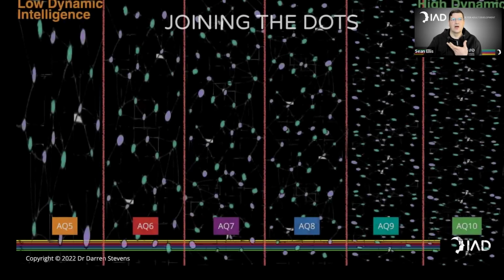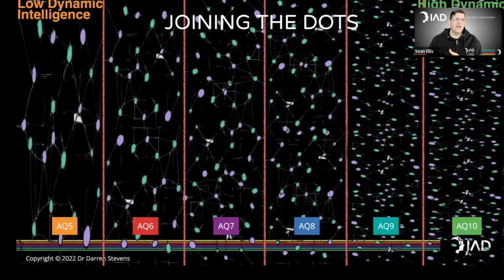And we can look at this another way. It's about joining the dots. And so those people at a lower level of dynamic intelligence are able to join less dots together, as illustrated on this slide. And this ability to join the dots is what leads to better decision making and all of the other benefits of greater cognitive complexity, dynamic intelligence, self-awareness.